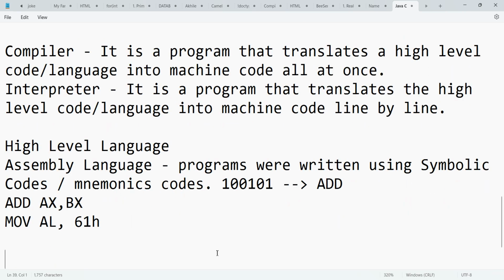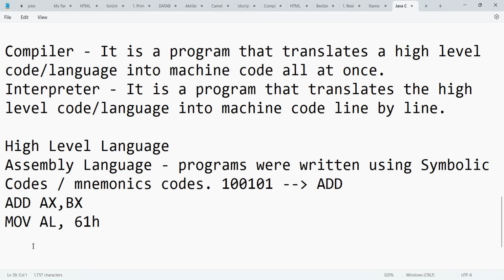But again, there is a problem of representation. How much mnemonic codes do you need to represent? Okay. The purpose was to make programming easier. So these programs were ultimately easier to write than the machine level code. Okay.